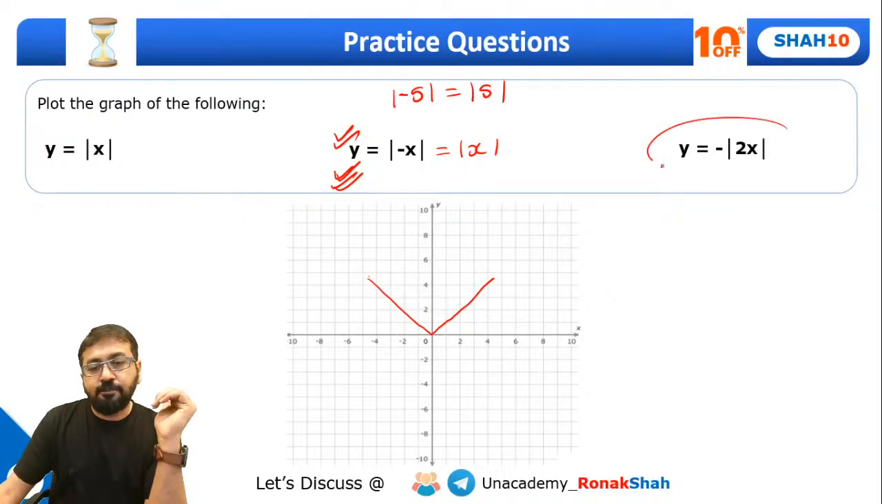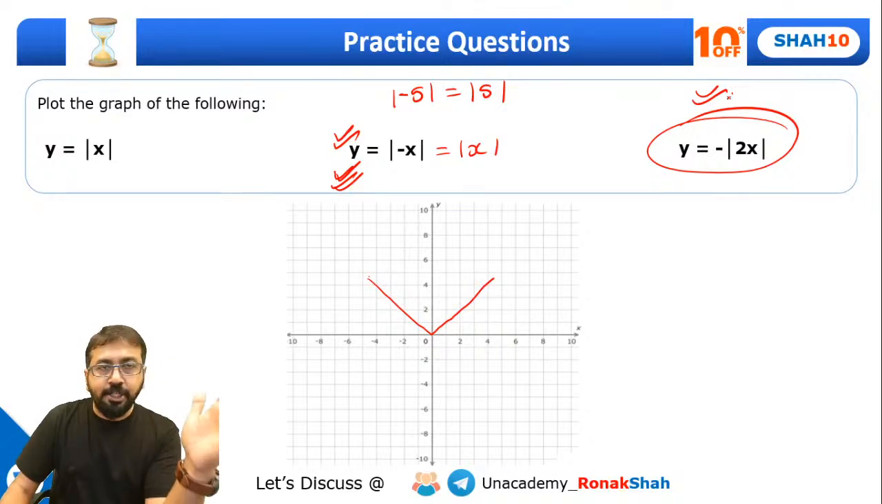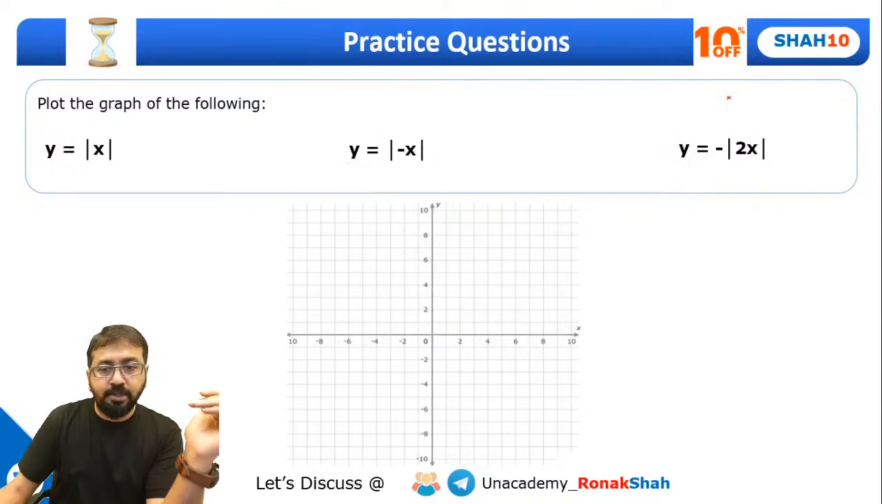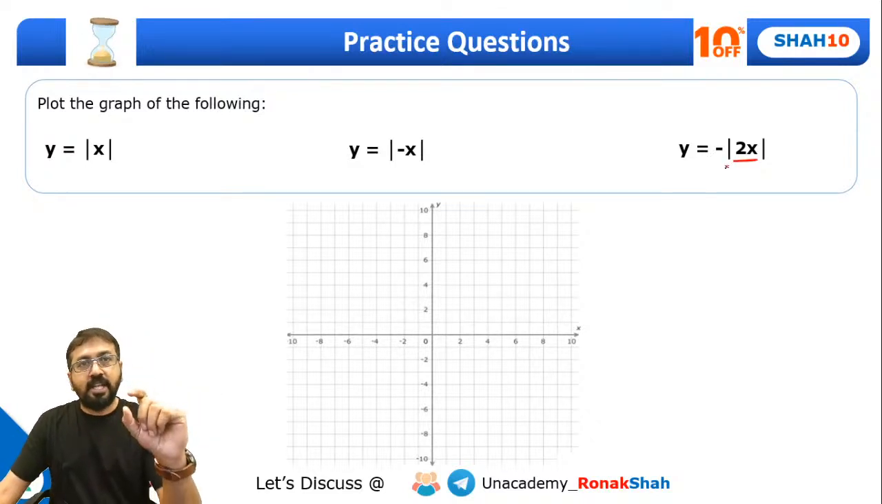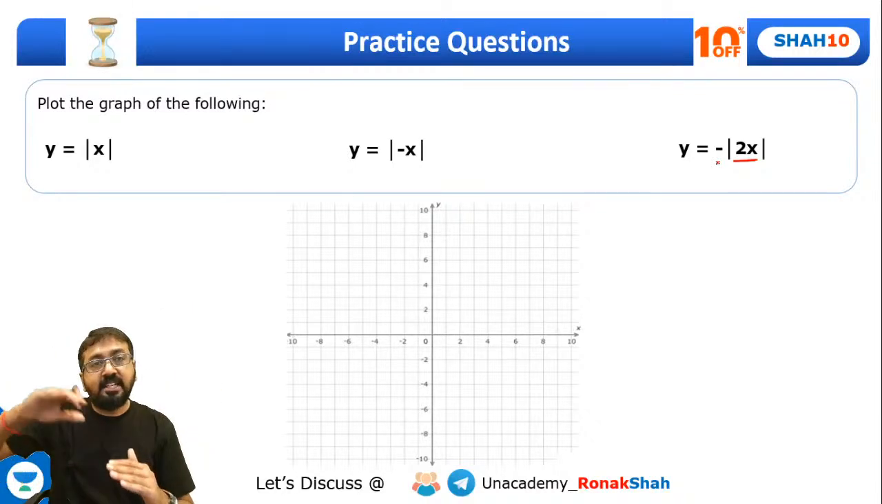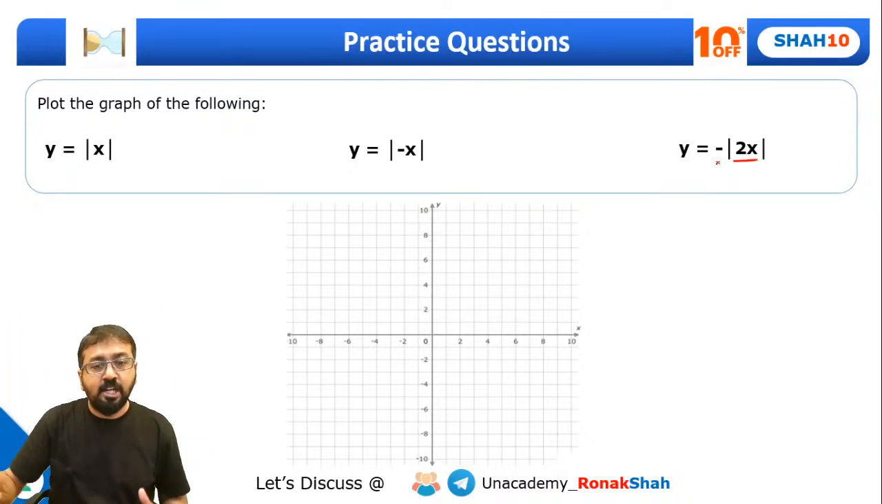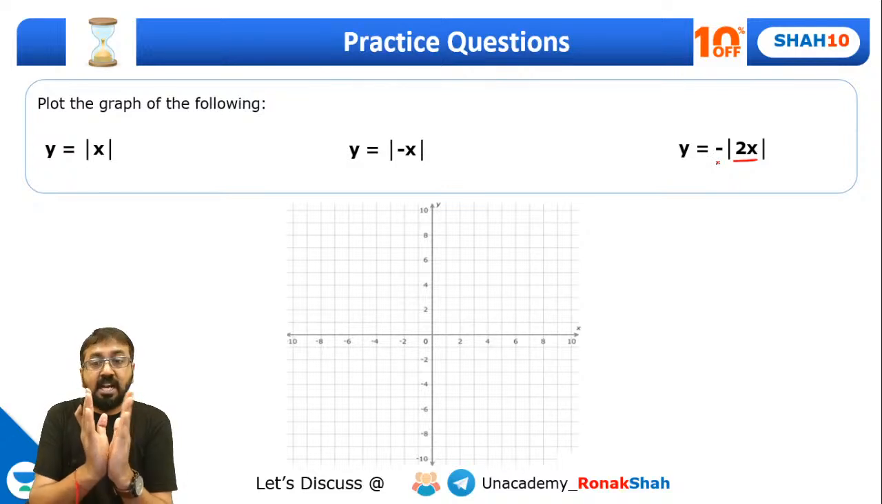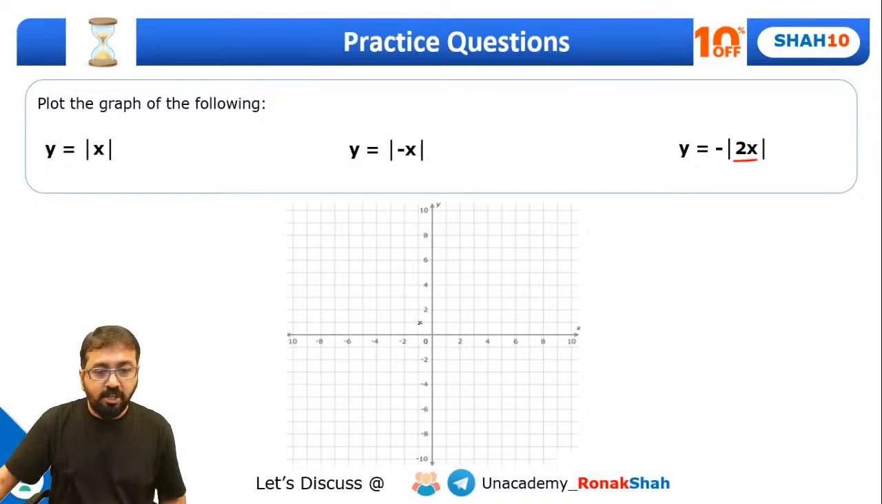So what will be the graph of the third one? Can you try to draw the graph of this third one? Everyone, just draw it in your notebook and I'll draw it over here. Now please understand, it's 2x. That means when you take x as 1, y will be 2. When you take x as 2, y will be 4. So there will be a higher increase in the value of y, right? So the slope will be higher. The graph will be narrow, right? So it will be a narrow V.